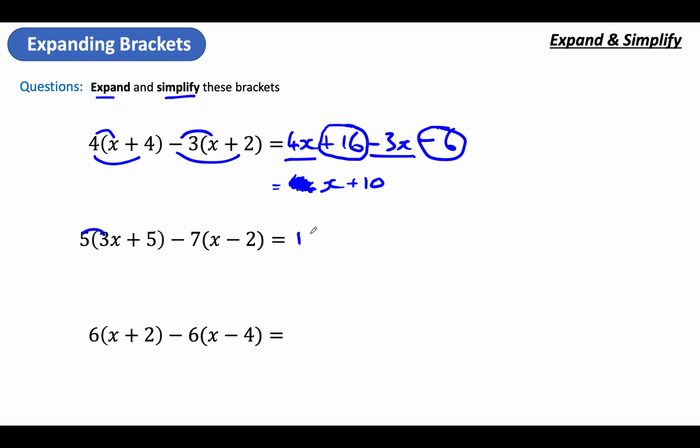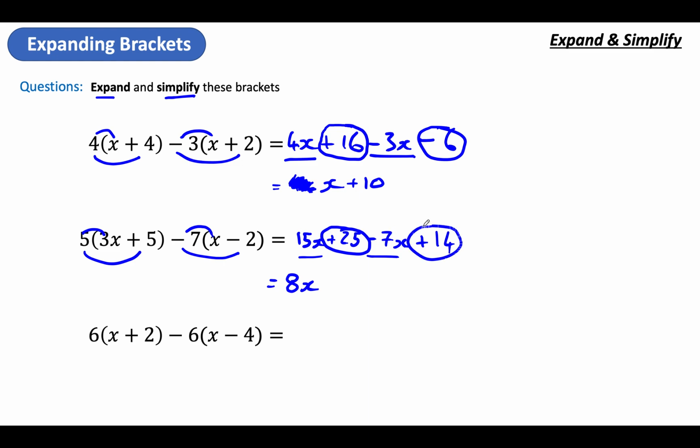Next one. 5 times 3x is 15x. That's a lot of x. And 5 times 5 is 25. Then in the middle here we've got a negative, so it's negative 7 times x, which is negative 7x. And negative 7 times negative 2, it's a negative times a negative. Did you spot that? Because it makes a positive, and 7 2s are 14. So that's the expand. Let's simplify it. 15x, take away 7x, so 15 take away 7 is 8. So that's 8x. And then we've got 25. It's positive, so it's just an ordinary 25. Plus 14, which is 39.